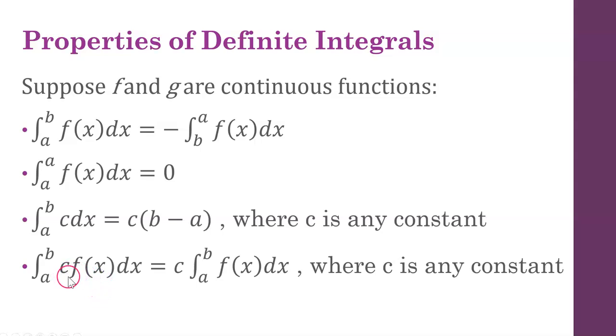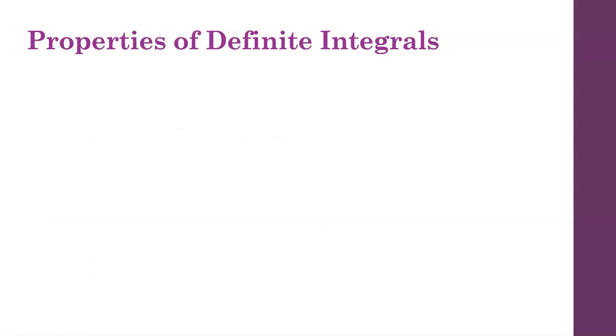If I double a function, so if I have 2 times f of x, my function is twice as high or tall as it used to be. Therefore, the area under it is going to be twice as much as the area I used to have. So if I multiply the function by 2, that's the same as multiplying the area by 2. Okay, so those are some of the properties. We're going to look at a few more in the next slide.